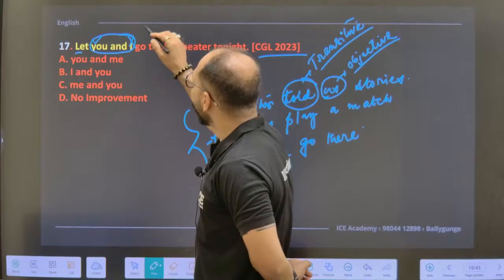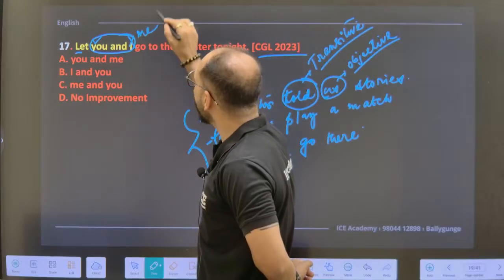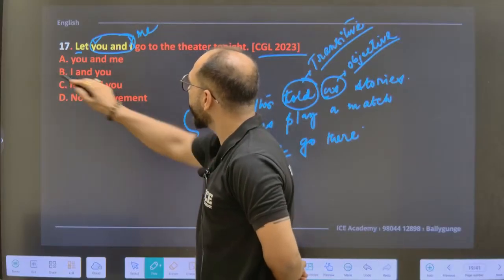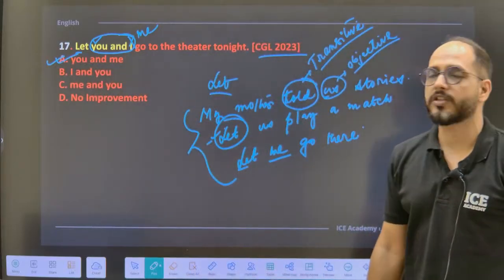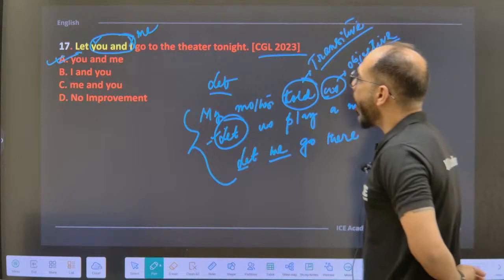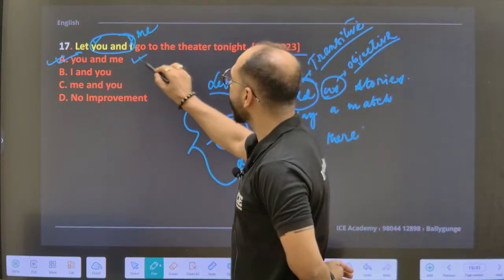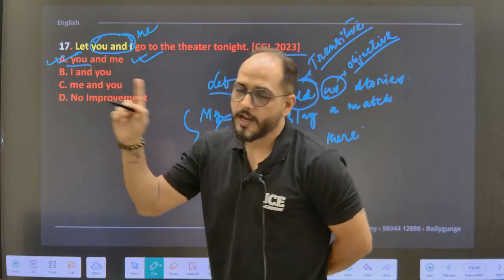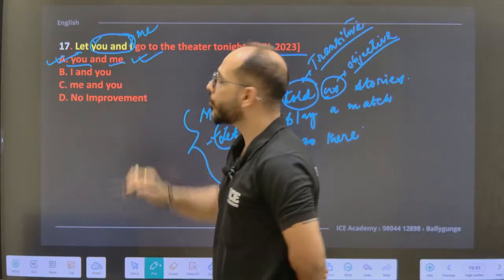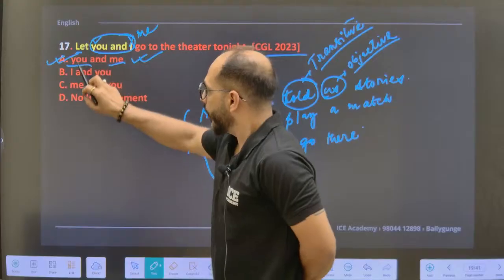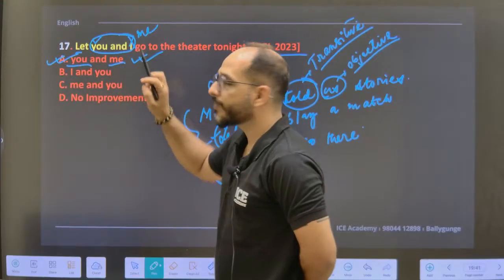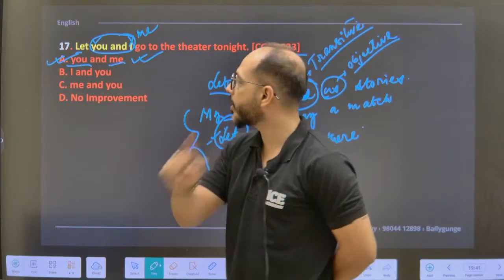Now I, that's what the error lies, it should be let you and me. তার মানে অপশন দেখো, first option let you and me go to the theatre tonight, let you and me show option A is your correct answer. You that is in its objective case, me also is in its objective case, and the order is 2 plus 1. Therefore, this option is the correct option.